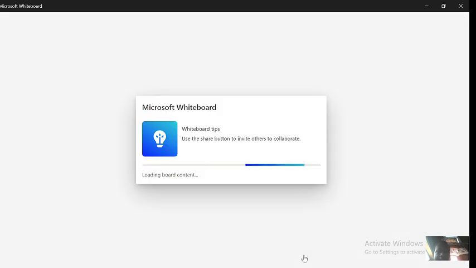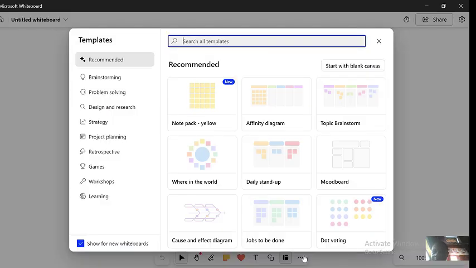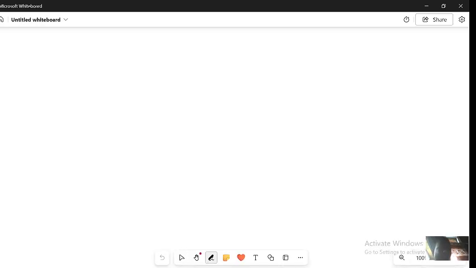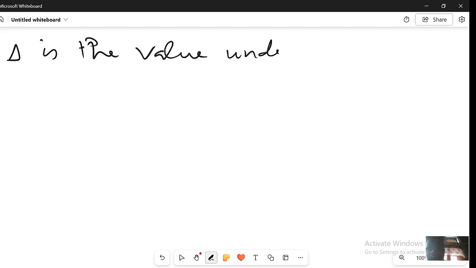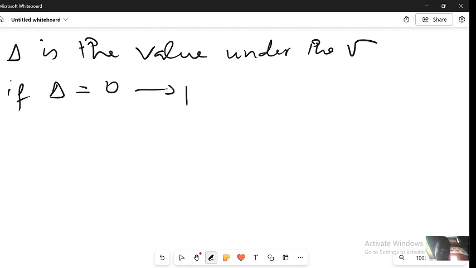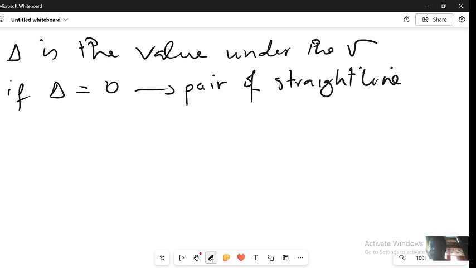That value we will rename as delta. This delta is the value under the square root. Now, if delta equals 0, the equation is going to be a pair of straight lines. But if delta does not equal 0, it cannot be a pair of straight lines. Let's see an example.